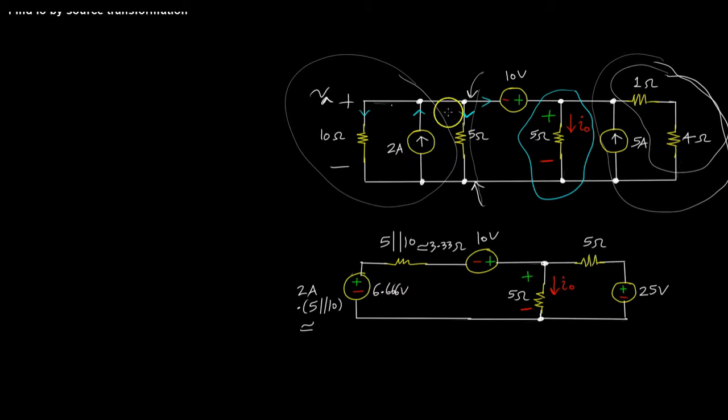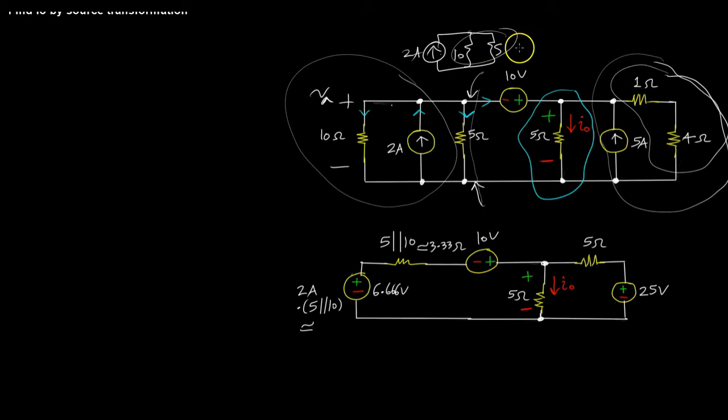Okay, so once again, what I did is that I moved the current source here to the very left and moved the 10 ohm resistor to the right to be able to clearly see that I'm going to have a 2 amp source going through these resistors, the 10 ohm and the 5 ohm. Then I simply combined the 10 and the 5 to get roughly 3.33 ohms here.